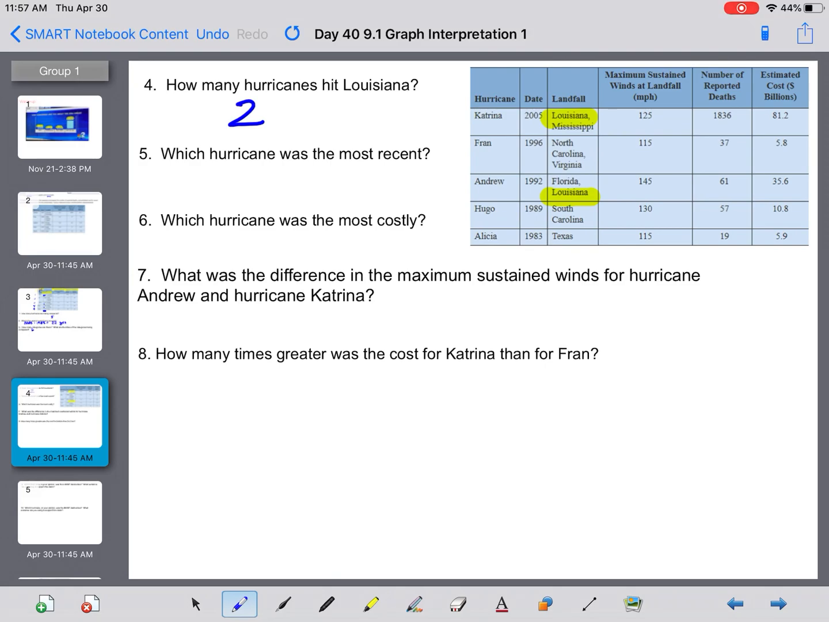So how many hurricanes hit Louisiana? That would be 2. Which hurricane is the most recent? Well, that's going to be Katrina, because 2005 is the most recent one that's being compared here.